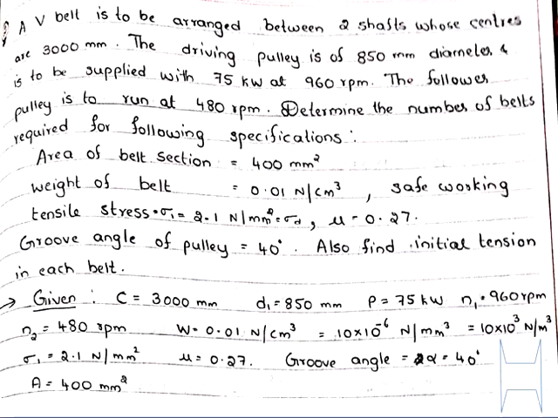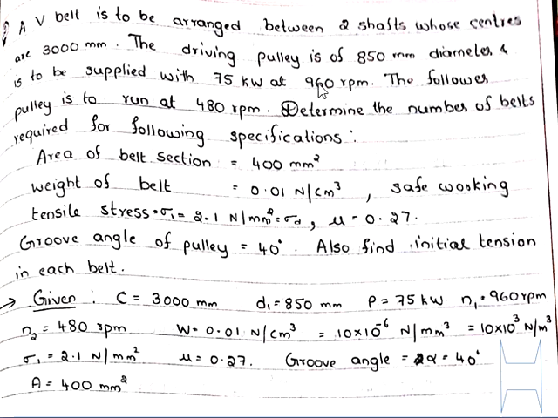One more problem is given here. This is similar to the previous problem. There are no changes in this question. In the second problem, a V belt is to be arranged between two shafts whose centers are at 3000 mm. Driving pulley diameter is given 850 mm. It is supplied with 75 kilowatts, so power is given and RPM is given. N1 and D1 values are given.